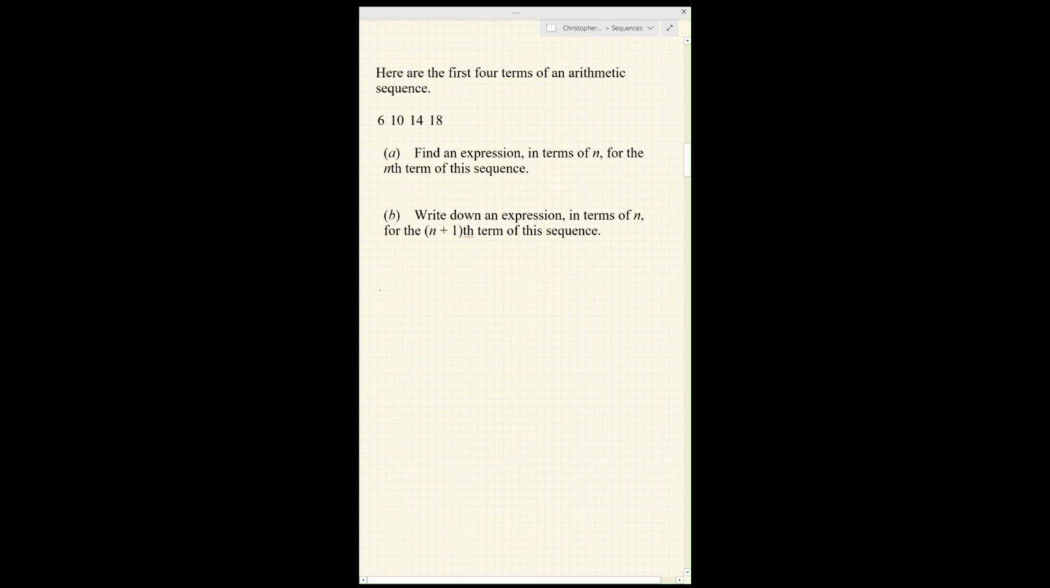Right, in part A, I've got to write an expression in terms of n for the nth term. Well, the constant difference is 4, and the first term isn't 4, it's 6. So the nth term formula is 4n plus 2. Now I can use that to write down an expression in terms of n for the (n plus 1)th term, because if the nth term is 4n plus 2, then the (n plus 1)th term is 4 times (n plus 1) plus 2, which I can simplify to 4n plus 6.